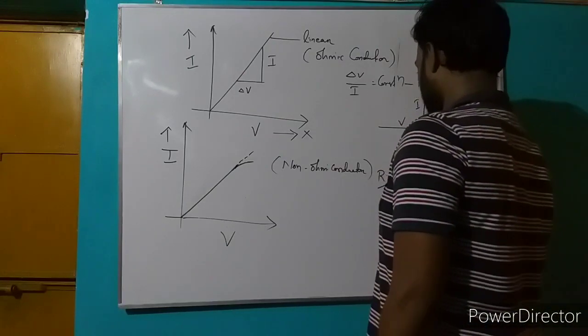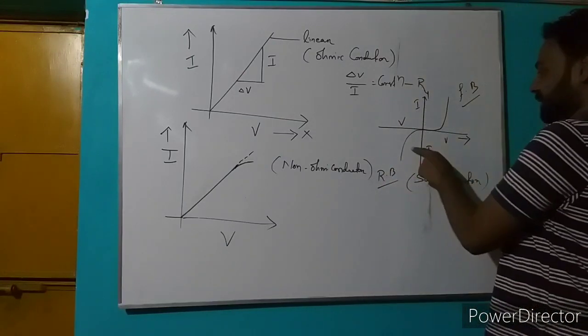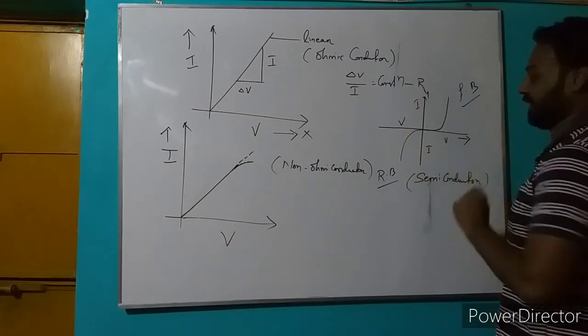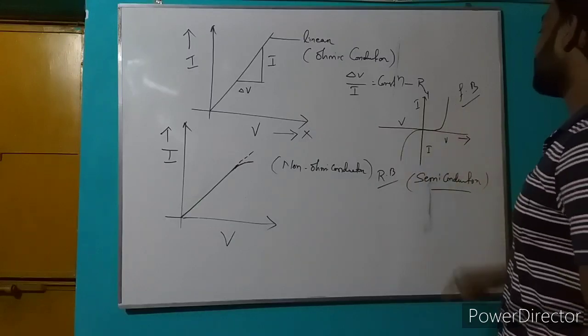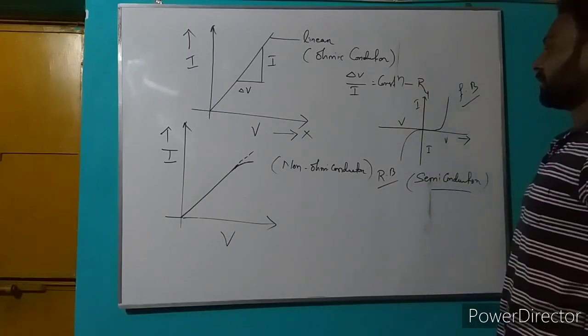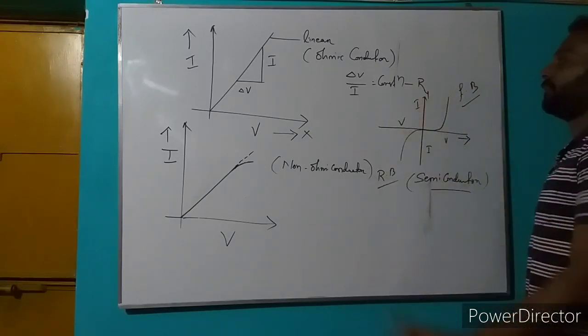You know about that, it is the p-n junction diode here. The graph shows a p-n junction diode. So that p-n junction diode behaves as a semiconductor. A non-linear curve is there. The graph does not obey Ohm's law. Clear?